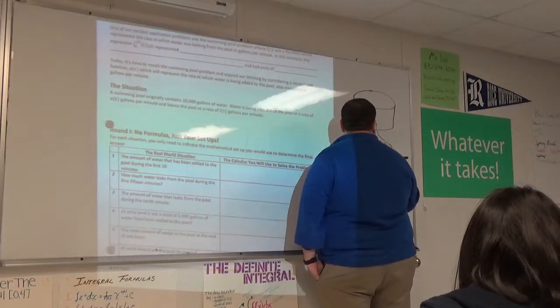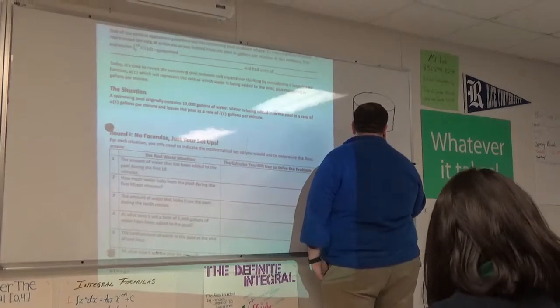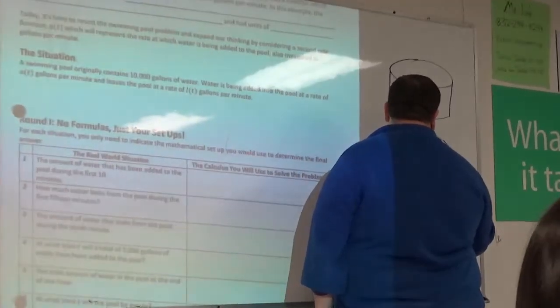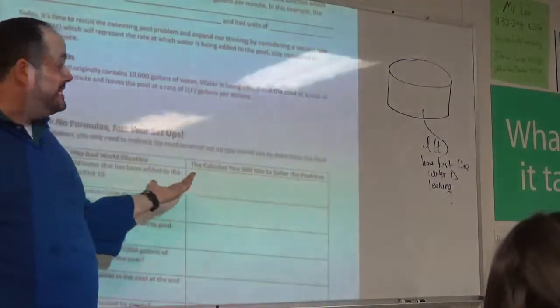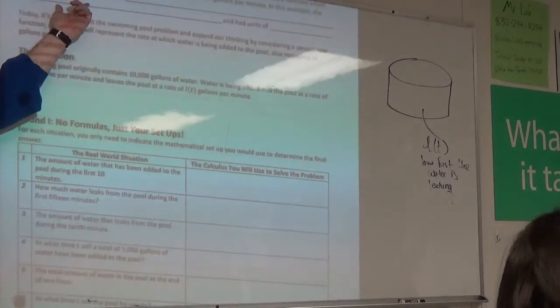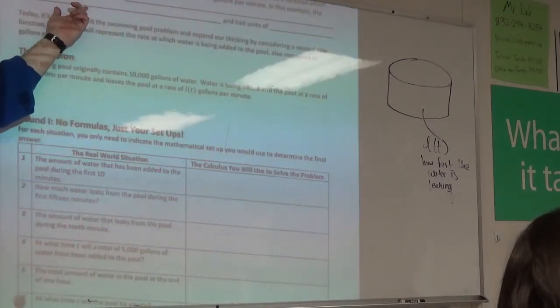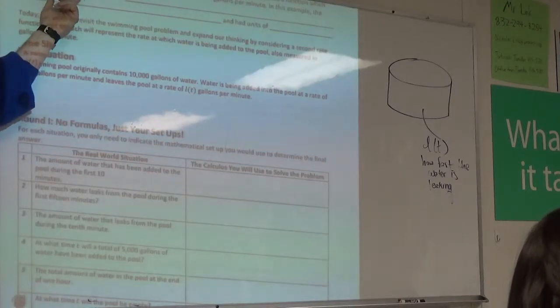I'm going to write it this way. It's how fast the water is leaking. That's meant to be a hint. If L of t represented how fast the water is leaking, I want to get a whole bunch of hands on this. What does that definite integral represent? If L of t is how fast the water is leaking, the definite integral from 0 to 10, Salma, what's it going to be?